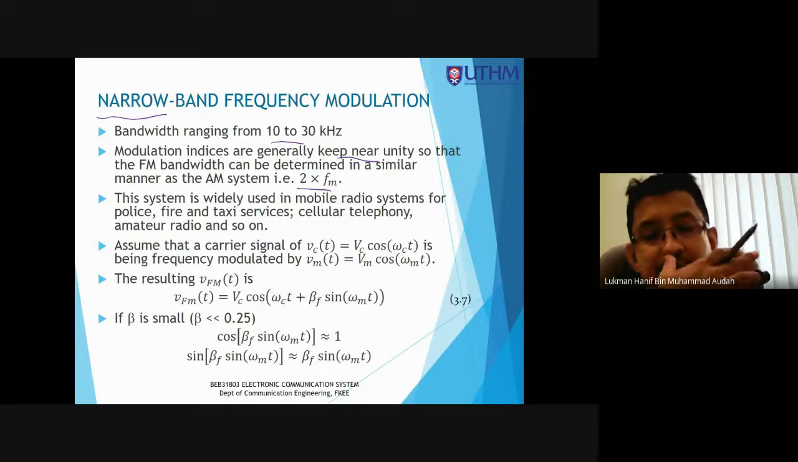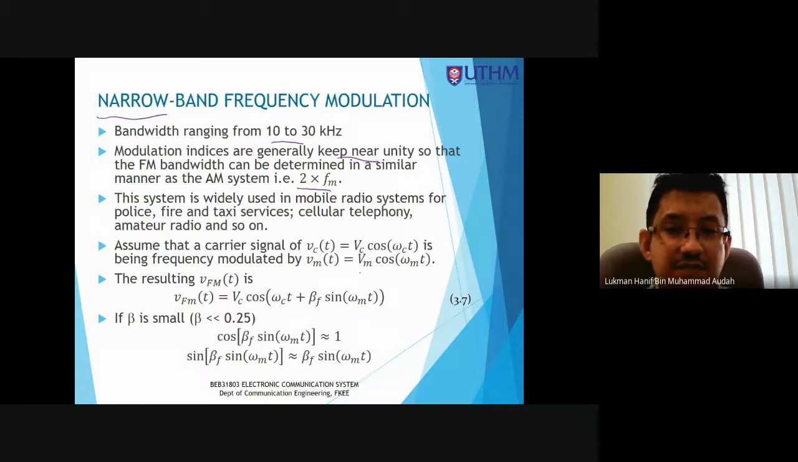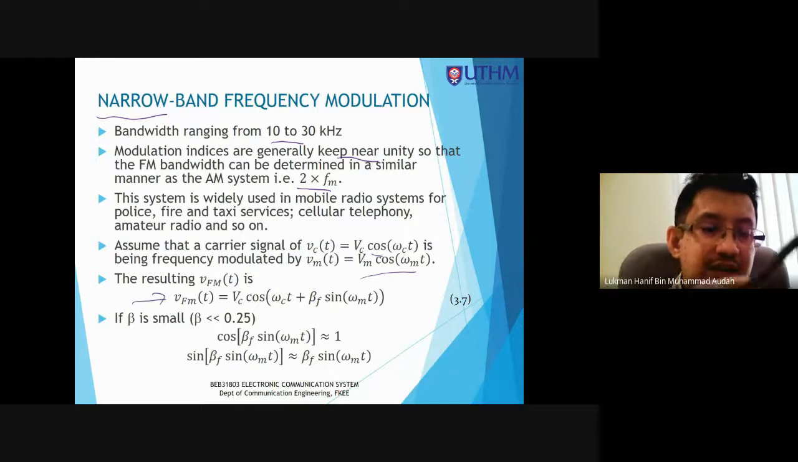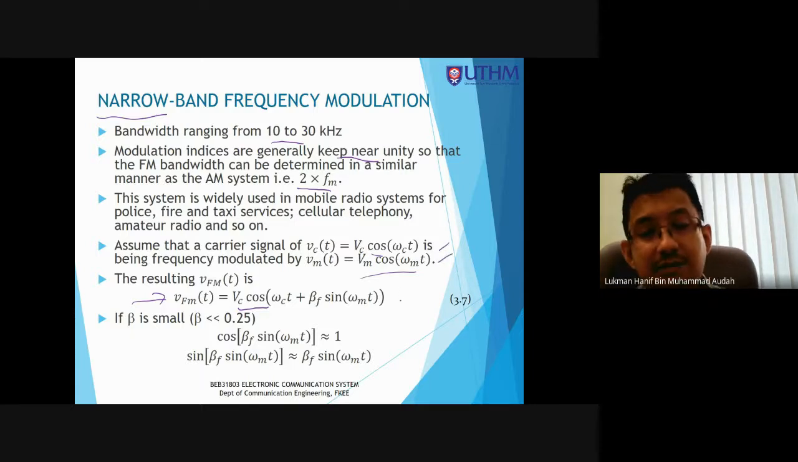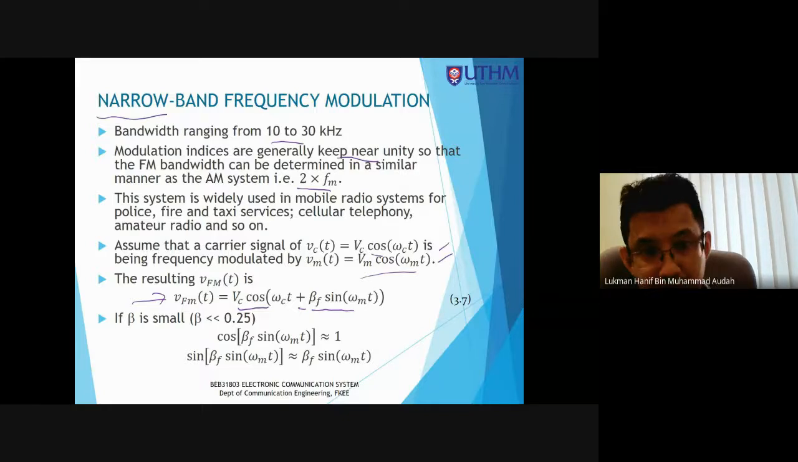Okay, and then assuming that vc(t) is Vc cos omega_c t, vm(t) is equal to Vm cos omega_m t. So dalam kes ini dia akan gunakan general equation menggunakan cos. Therefore when we define vFM(t), it is equal to Vc cos of omega_c t plus beta_f sin omega_m t. So kalau kita gunakan cos dan cos, kamiran daripada cos adalah positive sin. Itu sebabnya tambahkan dengan sin. So plus beta_f sin omega_m t.